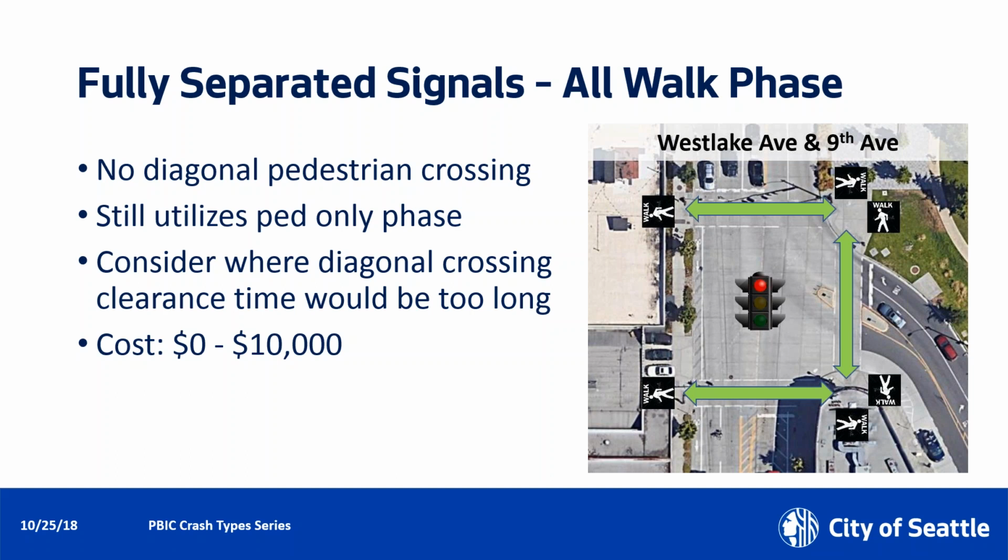So kind of an in-between solution would just be an all-walk phase where you turn on all the walk signals at the same time, but you don't allow enough clearance time for a diagonal crossing, so that you can still get some of those benefits of fully signal separating pedestrians and vehicles.